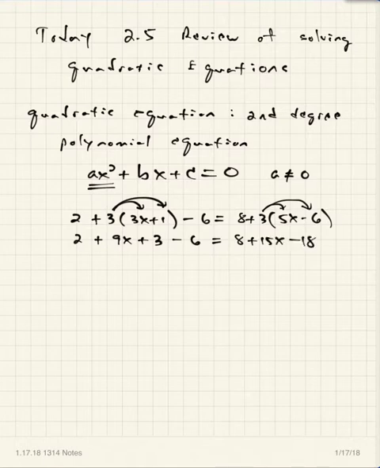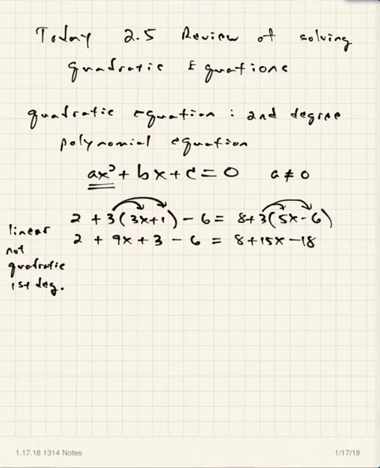This is a linear equation because when you get rid of all the multiplications in there, all you have are linear terms or constants. There's only first degree terms in here. So this is linear, not quadratic. It's a first degree equation.